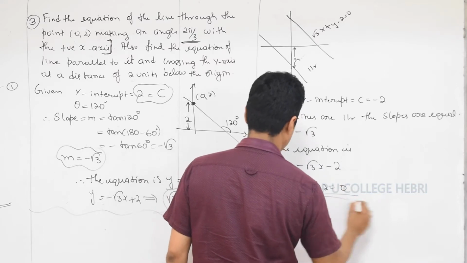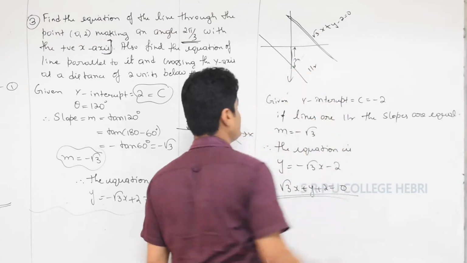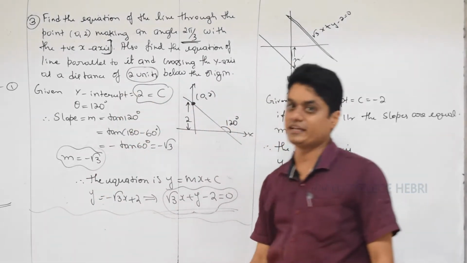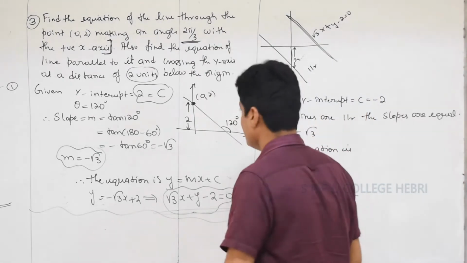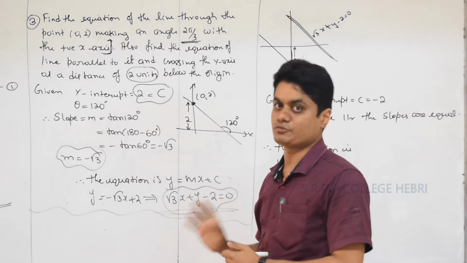So this is the equation of the line which is parallel to the first line, which cuts the negative y-axis at a distance 2 from the origin, at a distance 2 units below the origin on the negative y-axis. So did you understand? I hope you understood these three particular problems, right? Still a few more questions that I am going to discuss now.